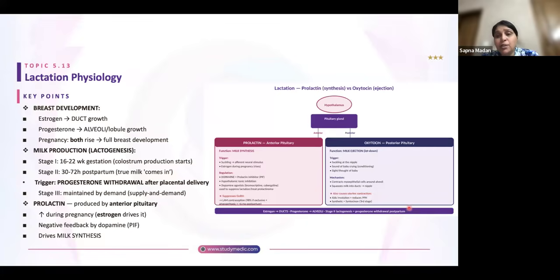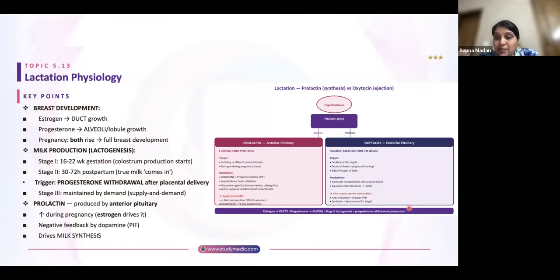Let's move to oxytocin. It is from the posterior pituitary. The trigger is again suckling at the nipple, or even the sound of the baby crying. This is known as a conditioning reflex, or even the slight thought of the baby. So for working mothers going to work, just the thought of the baby helps in the release of oxytocin, and there is milk ejection at that time, even though the baby is at home.